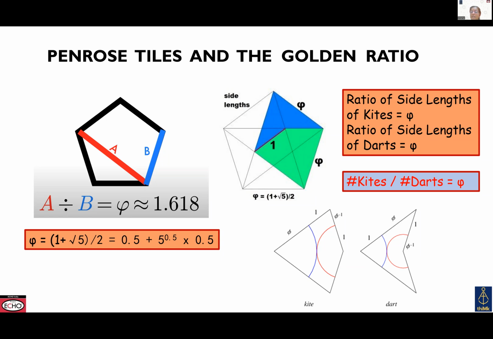And if you take a large area of the kite and dart tessellation, the number of kites to the number of darts in any large area is going to approach the golden ratio. And since phi is an extremely irrational number, that's the reason that the pattern doesn't repeat and it is aperiodic. If this ratio had been a rational number, then the pattern could have been said to be periodic, but it is not.